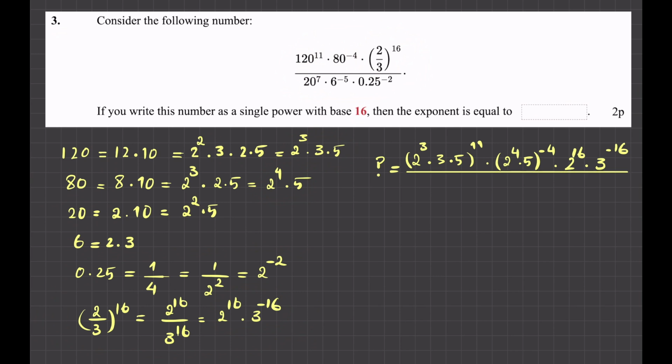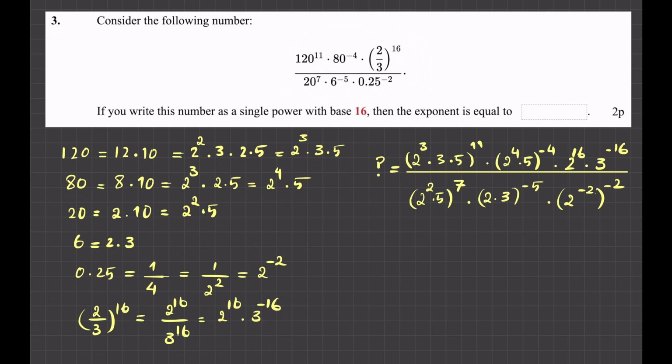In the denominator I have 20 to the power of 7. What was 20? 20 was this one, so this becomes 2 to the 2 times 5 to the power of 7, and then 6 is just simply 2 times 3, and I have a power of minus 5 there, so it becomes 2 times 3 to the power of minus 5. And then finally, instead of this expression, I can write 2 to the power of minus 2, but remember there is another minus 2 there, so it becomes 2 to the power of minus 2 to the power of minus 2. But then if you see, everything is either base 2 or 3 or 5.